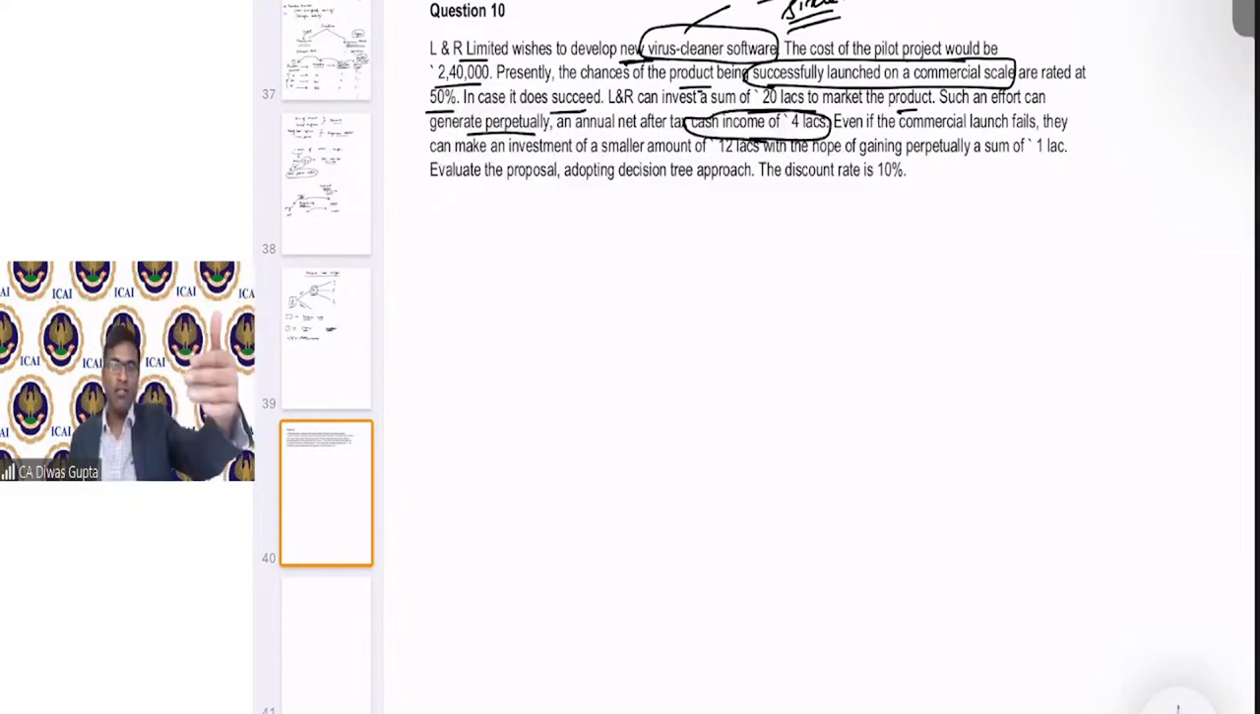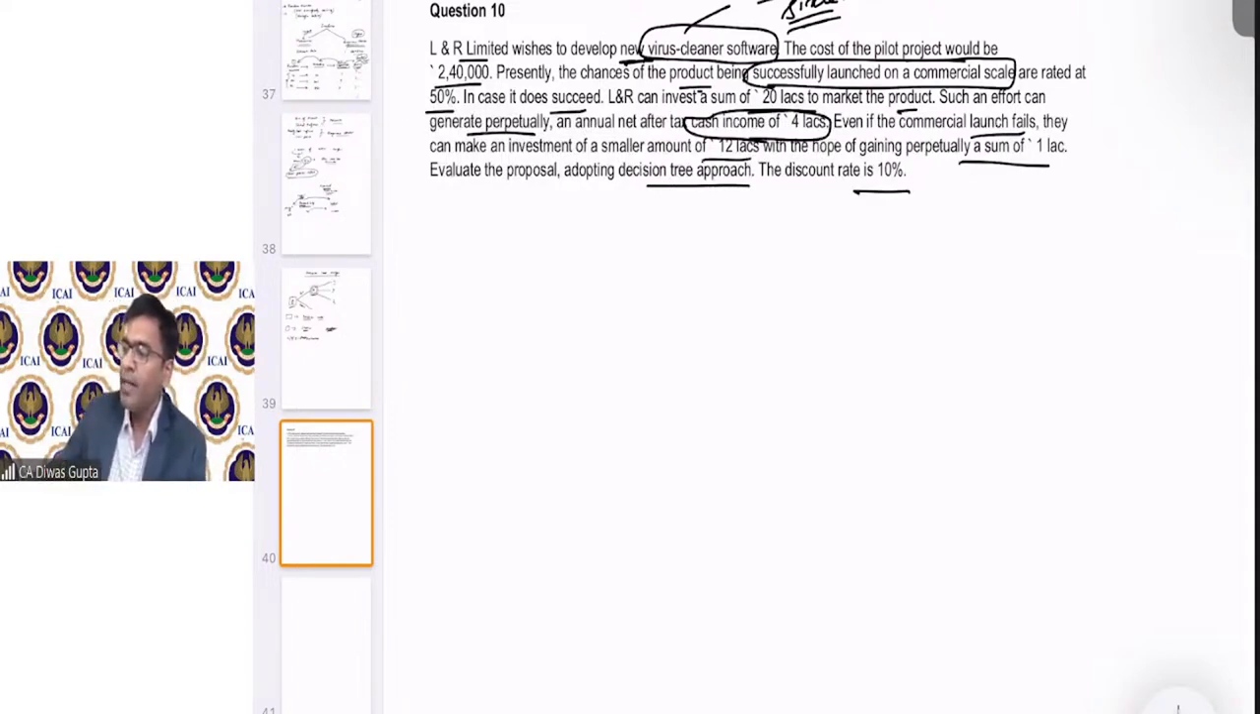You see chain events. Every event here will have a second possibility of not succeeding also. That is the essence of the decision tree that we will see. Even if the commercial launch fails, they can make an investment of 12 lakhs with the hope of gaining perpetually a sum of 1 lakh. So if the commercial launch fails, then in that case also they can invest 12 lakh rupees and gain 1 lakh rupees perpetually. Evaluate the proposal adopting the decision tree approach. The discount rate is 10%. Simple. So let's take all the possibilities into the decision tree.